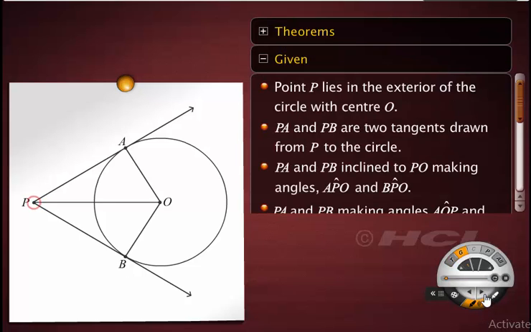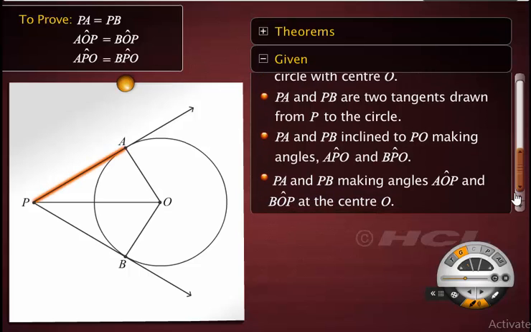It is given that point P lies in the exterior of the circle with center O. PA and PB are 2 tangents drawn from point P to the circle such that they are inclined to PO, and also the tangents are making angles at the center of the circle. We have to prove that the lengths of PA and PB are equal. Also, we have to prove that angle AOP is equal to angle BOP. Similarly, to prove that tangents are equally inclined to the line joining the point and the center of the circle, we have to prove that angle APO is equal to angle BPO.